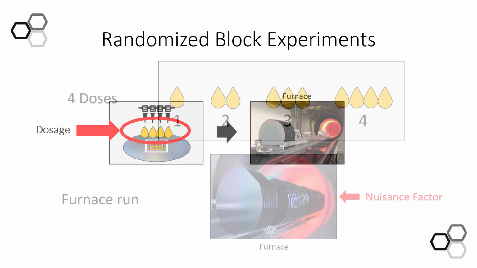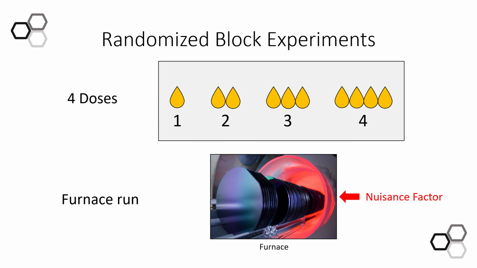through a furnace. Let's say we have 4 doses to test, and we know that each furnace run varies from the last run. This furnace variation can affect our results, and thus it is considered the nuisance factor.